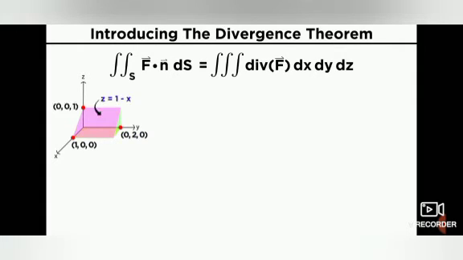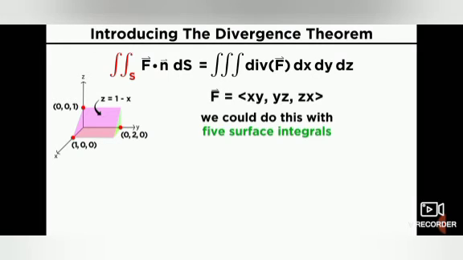Let us consider the surface shown in the figure. It has the coordinates x of (1, 0, 0), y of (0, 2, 0), and z of (0, 0, 1). The surface is z equals 1 minus x, and the value of F is given by xy i vector, yz j vector, zx k vector. The i, j, and k vectors are not denoted, but they are represented here. We could do this with 5 surface integrals.